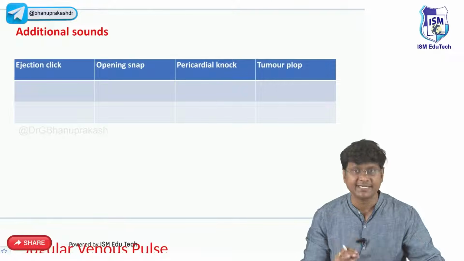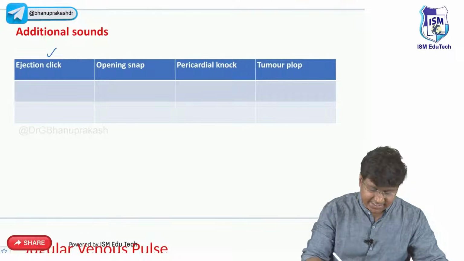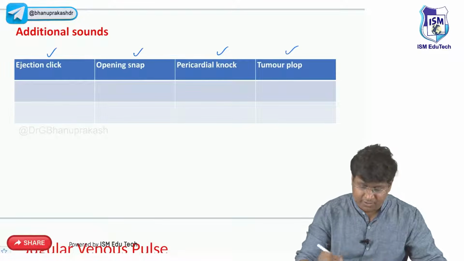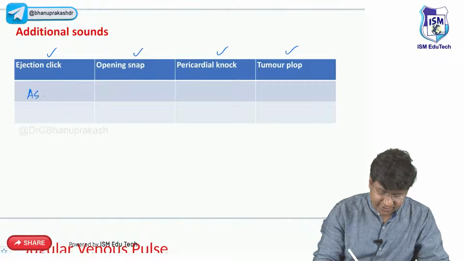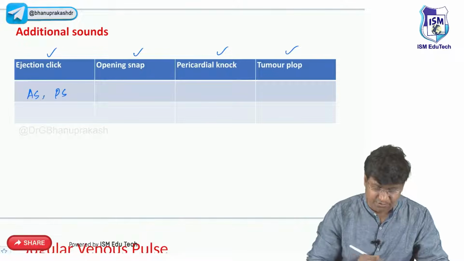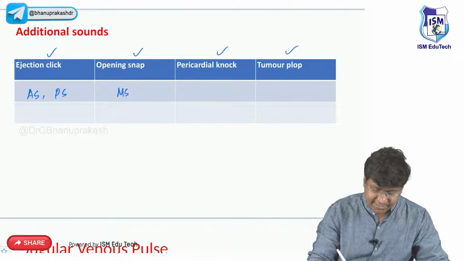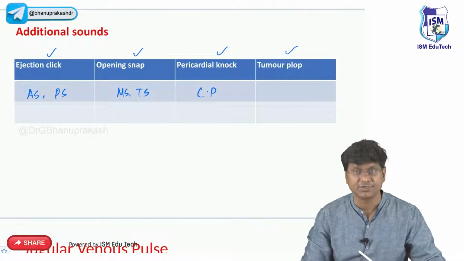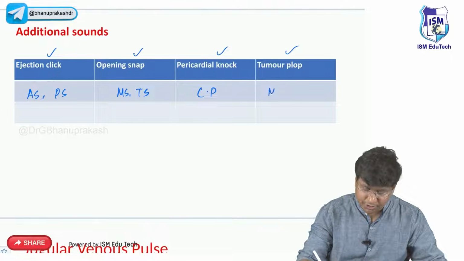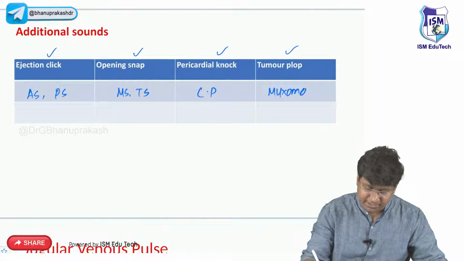Then what are the additional sounds? The additional sounds are ejection click, opening snap, pericardial knock, and then the tumor plop. If you take the ejection click, you will listen that in aortic stenosis as well as pulmonary stenosis. Opening snap, you will listen that in MS and TS. Pericardial knock, you will listen that in constrictive pericarditis. Tumor plop, you will listen that in patients with the myxoma.